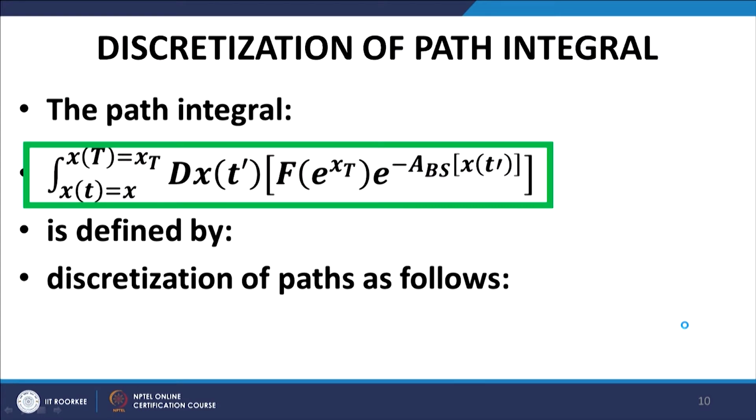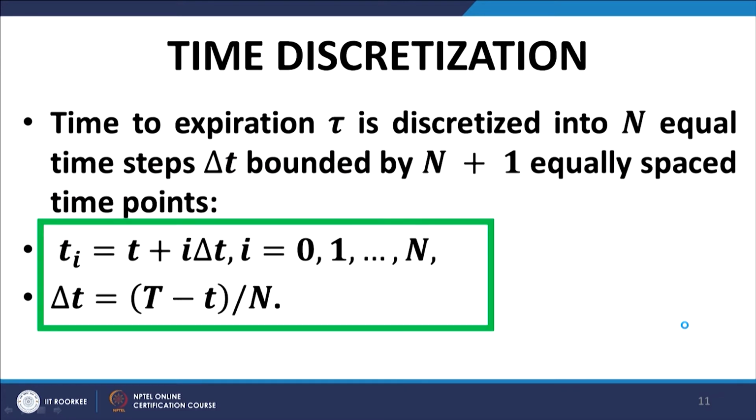Now, how to evaluate this path integral? We've got the expression for the path integral. How to evaluate it? We use the standard mechanism of time slicing for this purpose. We have done it many times in this course in the context of statistics, in the context of quantum mechanics, again in the context of quantum field theory, and we repeat the exercise here again, and we discretize the timeline. We discretize the paths by discretizing the timeline. How do we discretize the timeline?